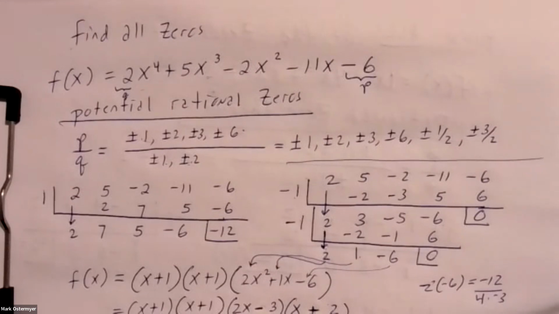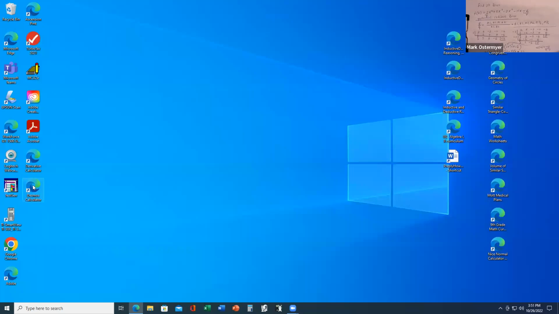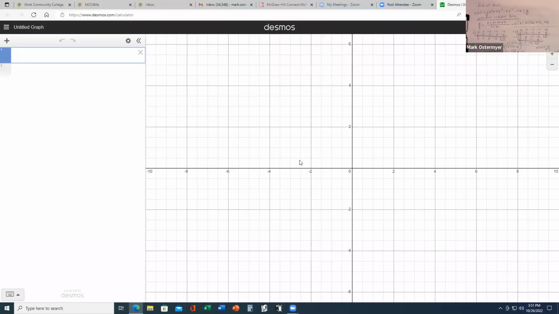It's called the Desmos graphing calculator. I'm going to show you that right now to graph this fourth degree polynomial function. Let's go ahead and do that. So I'm going to bring up this calculator, which is called Desmos. It's a beautiful calculator. And I'm just going to type in this fourth degree function. So I got 2x raised to the fourth power.